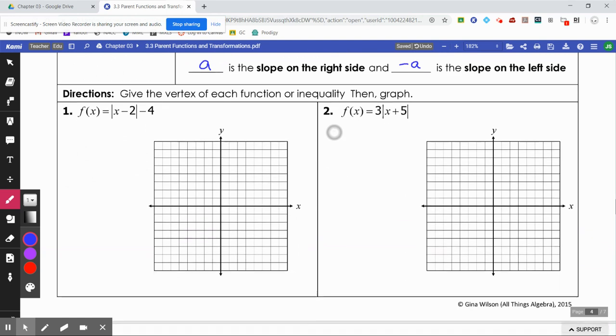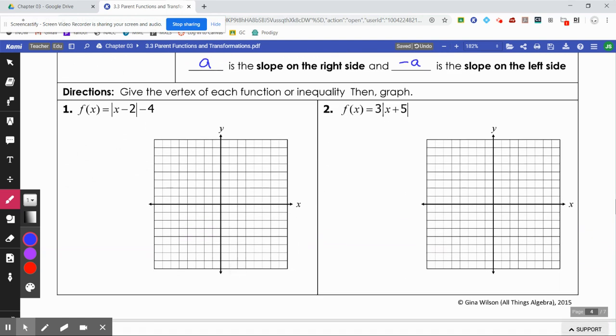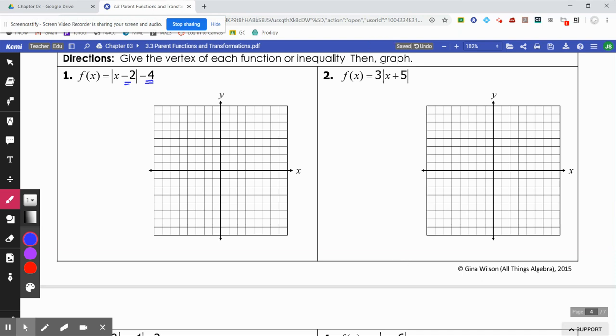So let's try to apply some of this. We see with our transformations, this -2 is going to move your graph right 2. This -4 is going to move your graph down 4. So right 2 and down 4, that's going to be your vertex. If there's a number out front, that's going to tell us what our slope is. Since it's a 1, then that means the right side of our absolute value function will have a slope of +1. And that means the left side of our function will have a slope of -1. So that's all we have to do now to graph these things, which is so much easier.